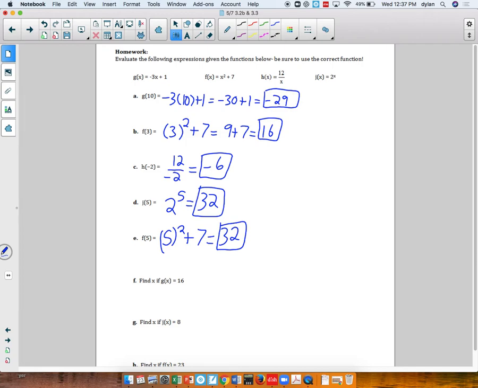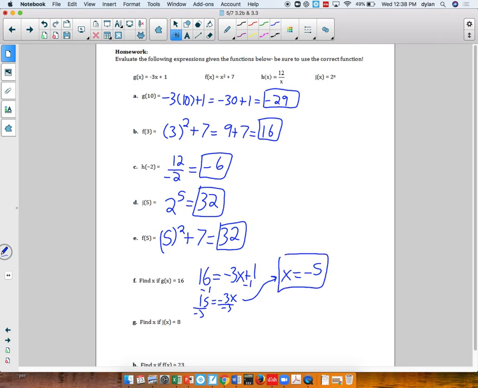Now, find x if g of x equals 16. So I'm going to go to the g function, and I'm going to replace g of x with 16. So I'd say 16 equals negative 3x plus 1. I'd subtract 1 from both sides. So 15 equals negative 3x. Divide both by negative 3, and I would end up with x equals negative 5.